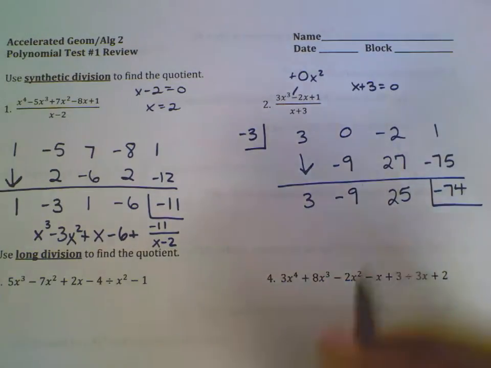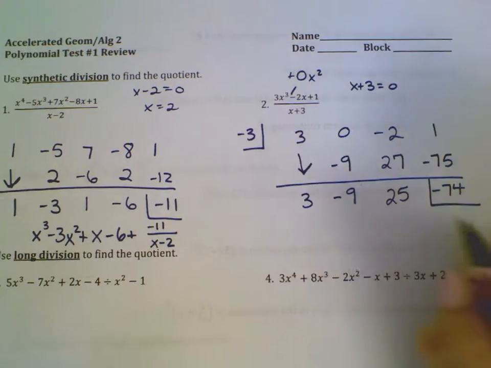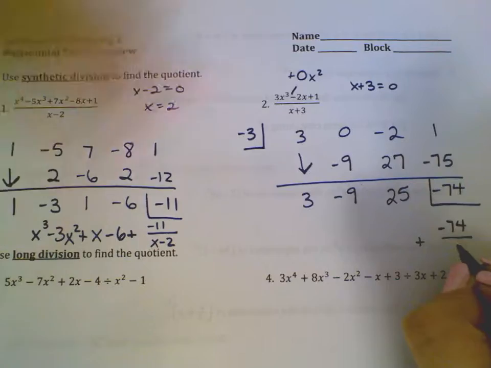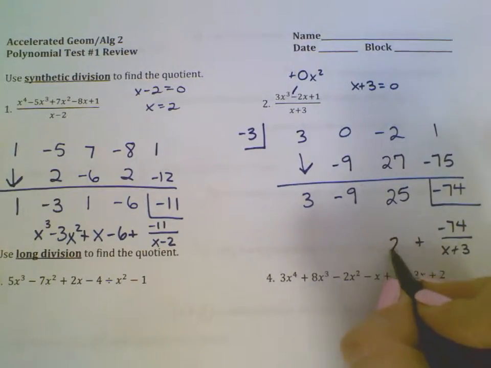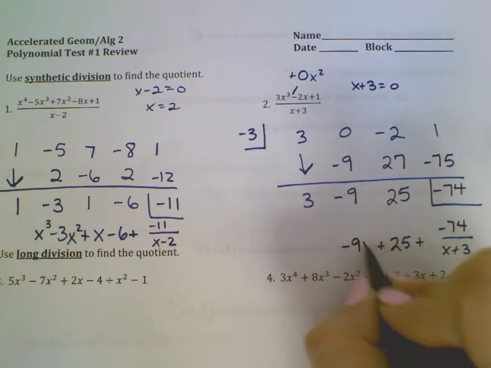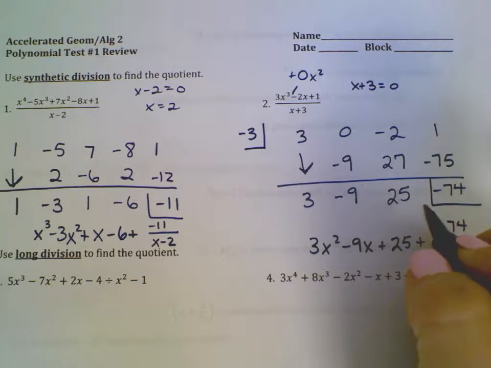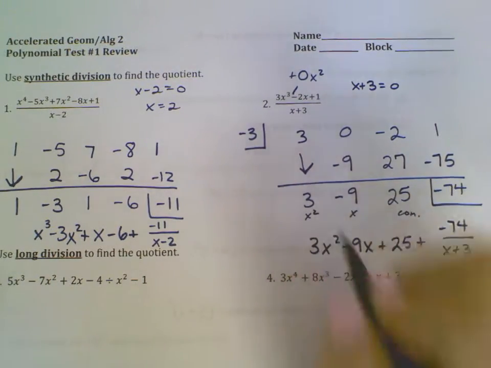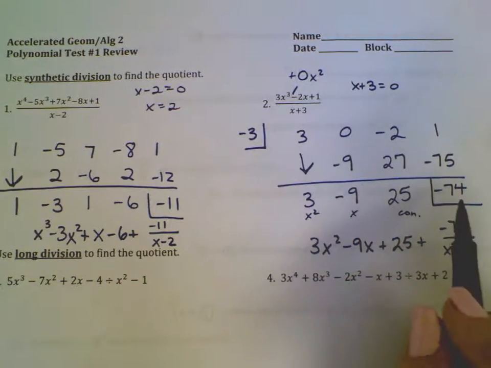So this will be my remainder, constant, x, x squared. So plus negative 74 over x plus 3. And this will be a positive 25. This will be my x term. And this will be x squared. If it helps you to write constant below x and x squared so you can keep it straight, you can do that as well. And whatever is in your box will always be your remainder.